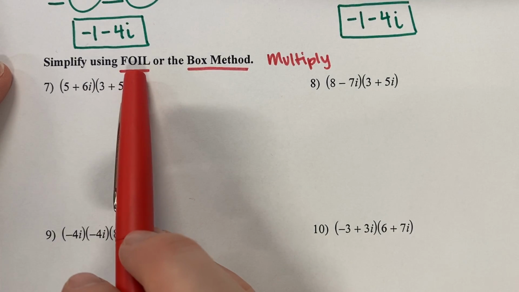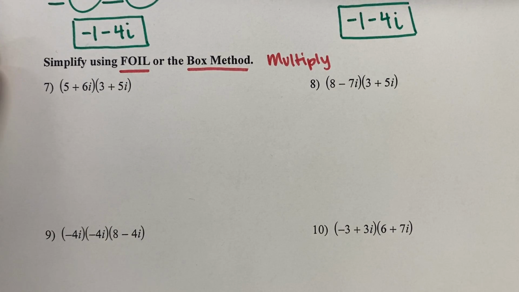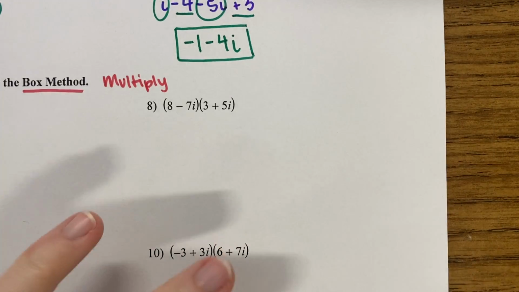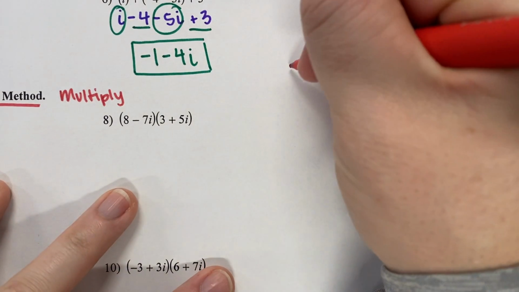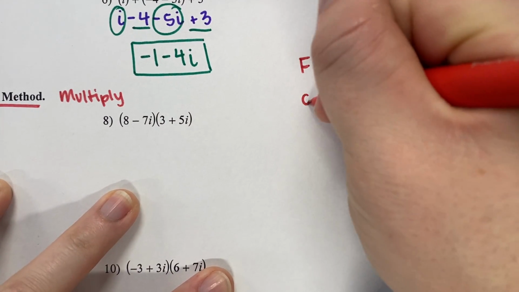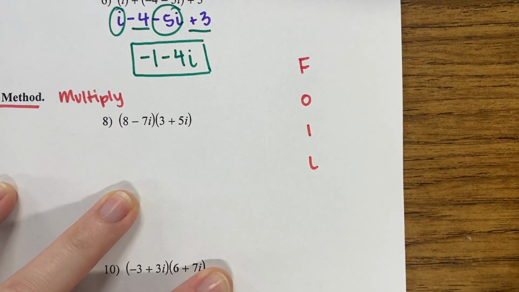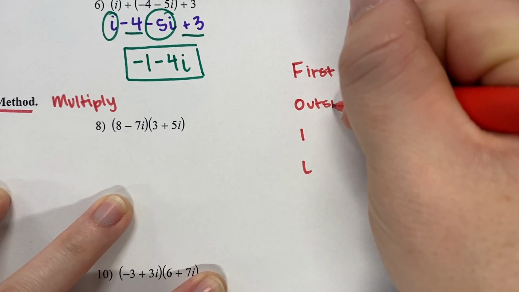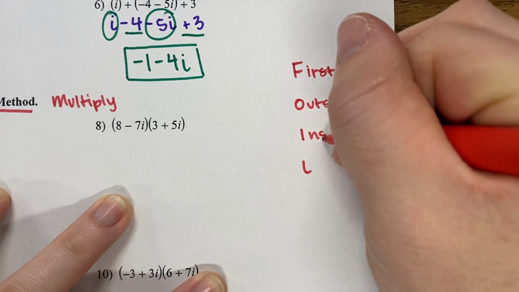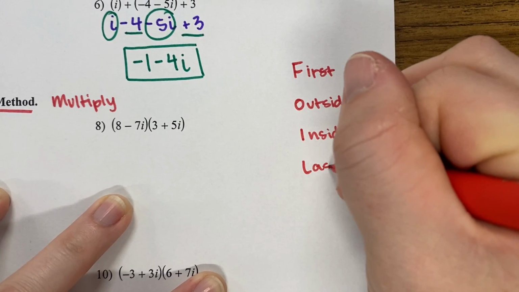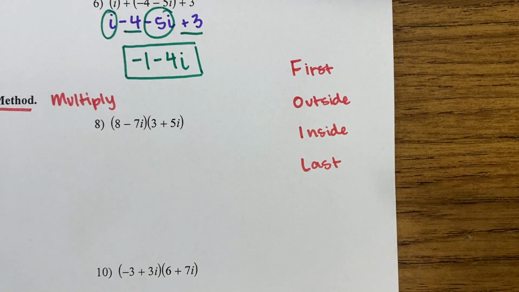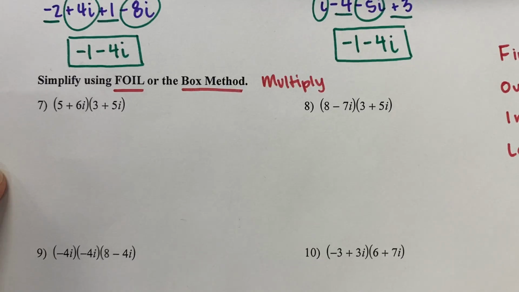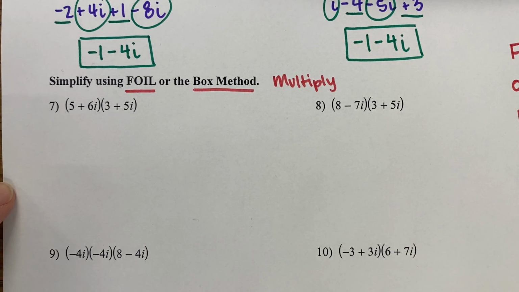So I personally like FOIL. That's really just where we're distributing. So remember FOIL. Let's remind ourselves, what does FOIL actually stand for? F-O-I-L. F stands for first. O stands for the outside terms. I stands for the inside terms. And L stands for the last terms, meaning this is the order you are going to multiply them in. So let's go ahead and look at number 7.